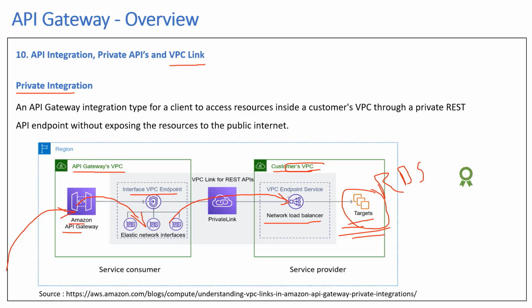So once the request comes to this network load balancer, it is going to route the traffic to this RDS instance. So all the requests that go from this VPC to the customer VPC are through the AWS private network called PrivateLink. So typically in API Gateway terms, you need to create the network load balancer, and then you will have to use this VPC link for REST APIs to create this configuration.